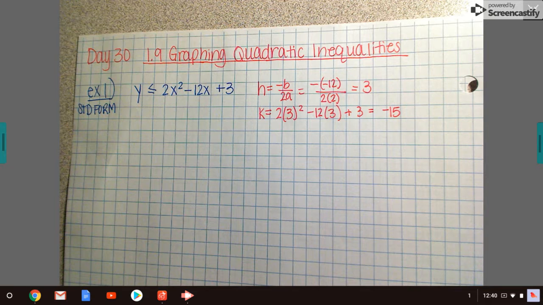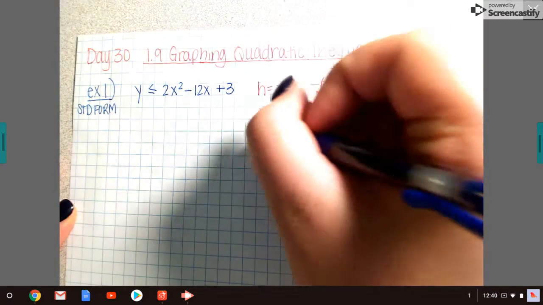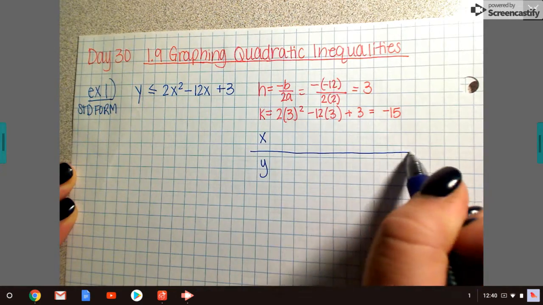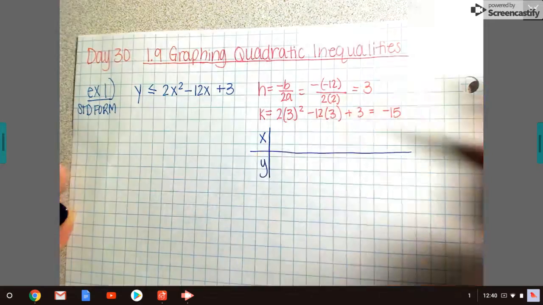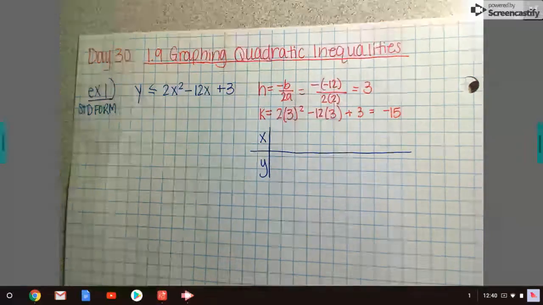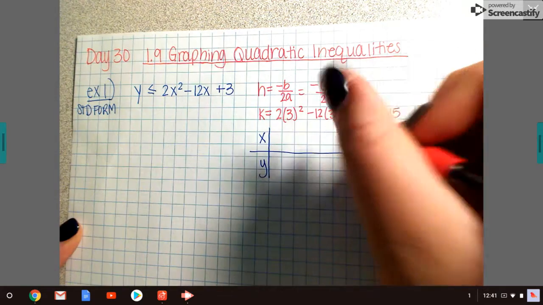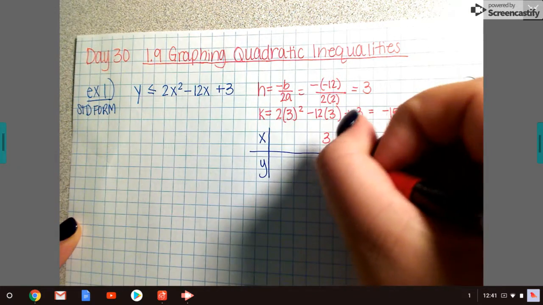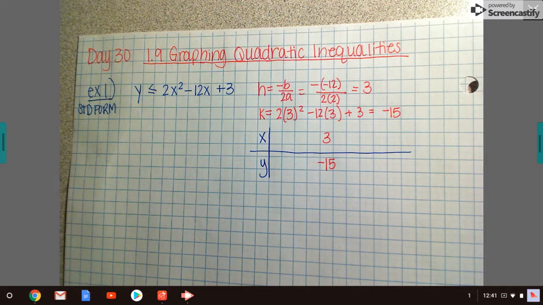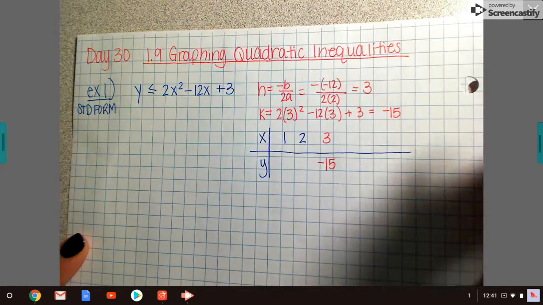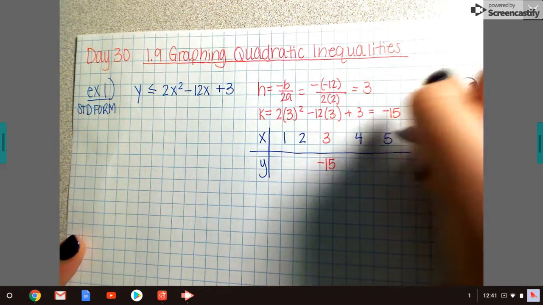We need a few more points in order to make our graph more accurate. So let's give ourselves an XY table. I'm going to draw it horizontally this time. I kind of get in the habit too often of drawing it vertically, and I know some of your books will give it to you like this, so we'll do it like this time. I want my h, k to be in the middle of my table. Then I can find something to the left of 3 and to the right of 3. So let's plug in a 2 and a 1 to the left, and let's plug in a 4 and a 5 to the right.